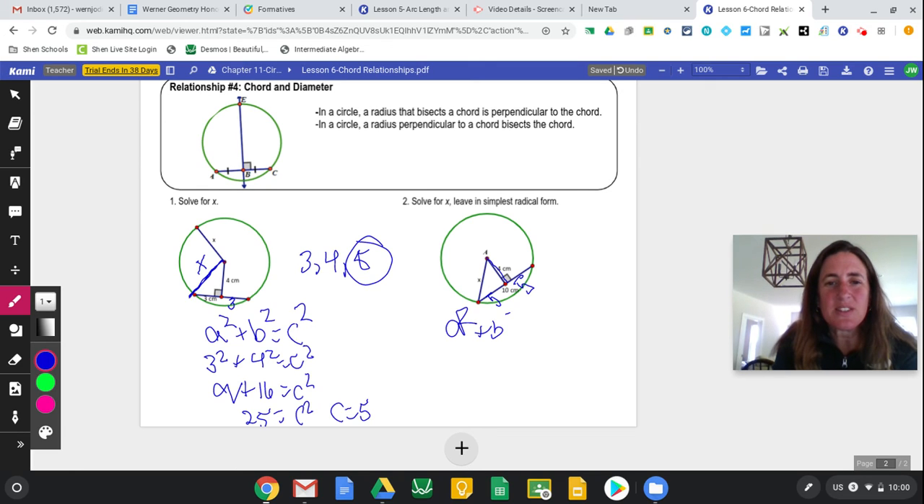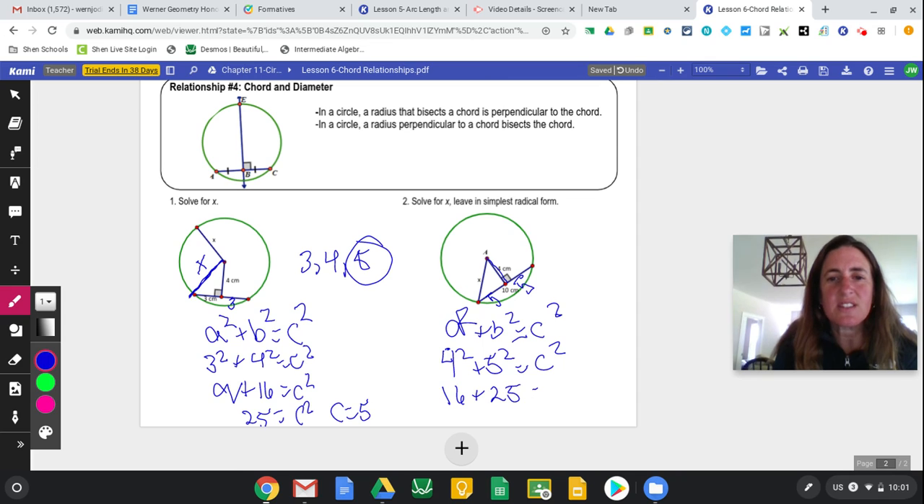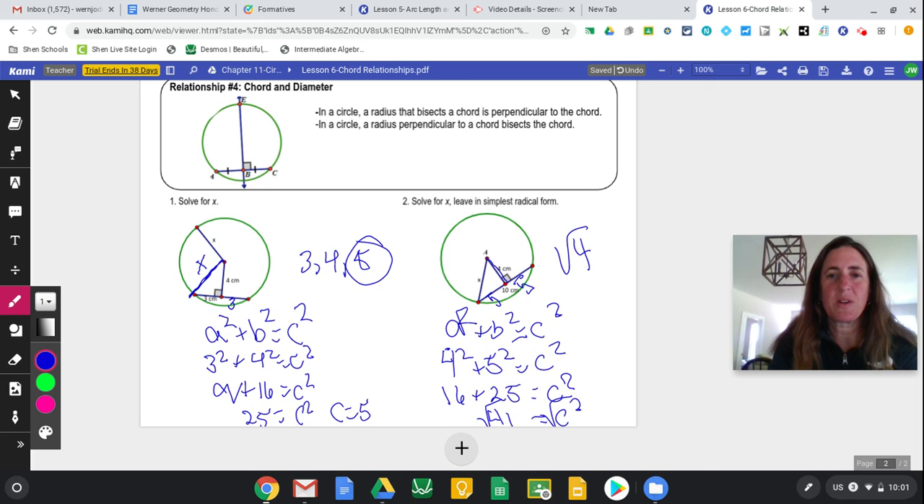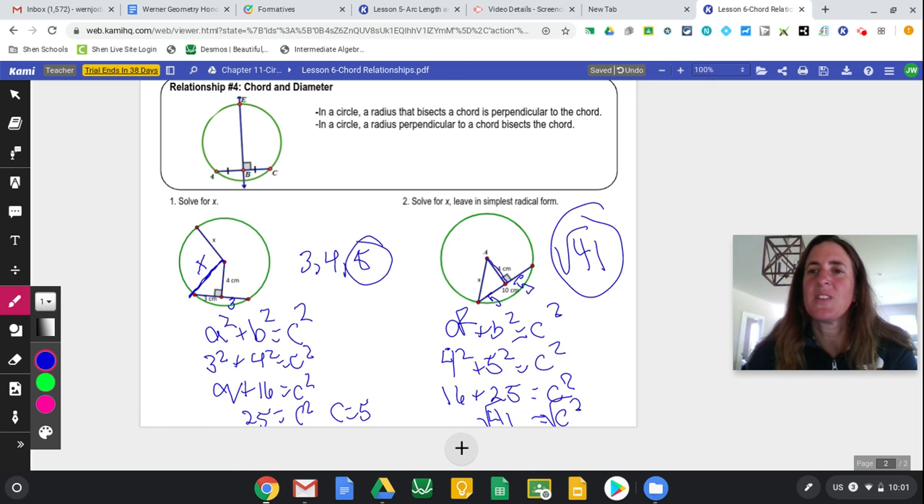a squared plus b squared equals c squared, and I'm looking for my hypotenuse. So what is that on there? 4, I wrote over it and I can't see it. 4 squared plus 5 squared equals c squared. 16 and 25 is c squared. C squared ends up being 41. It says leave it in simplest radical form. I can't break down square root of 41, so square root of 41 is my answer. That was super fun, folks.